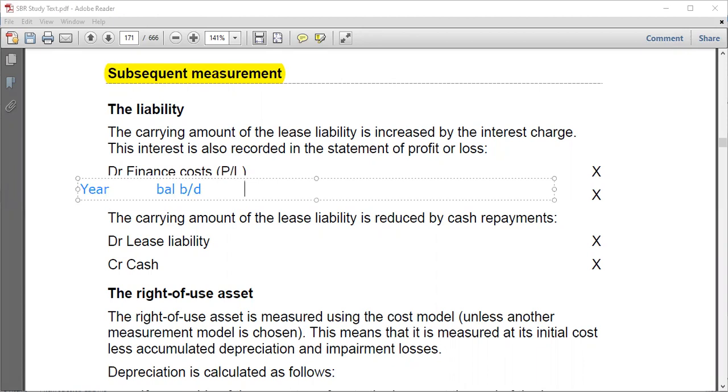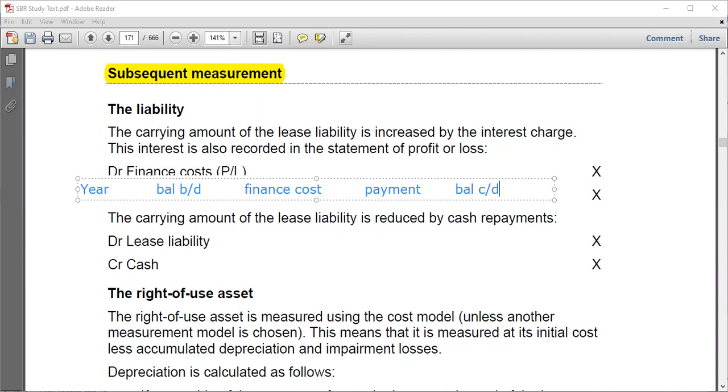If you pay at the end of the period, that means you first accumulate interest, or finance cost, and then at the end of the year you have to pay. You can just write here payment, that's the cash outflow. After that, you have the opening balance, you increase it by the finance cost, and you reduce it by the amount you have paid. This will give you the closing balance, that's balance c/d. So this is how you deal with the lease liability.